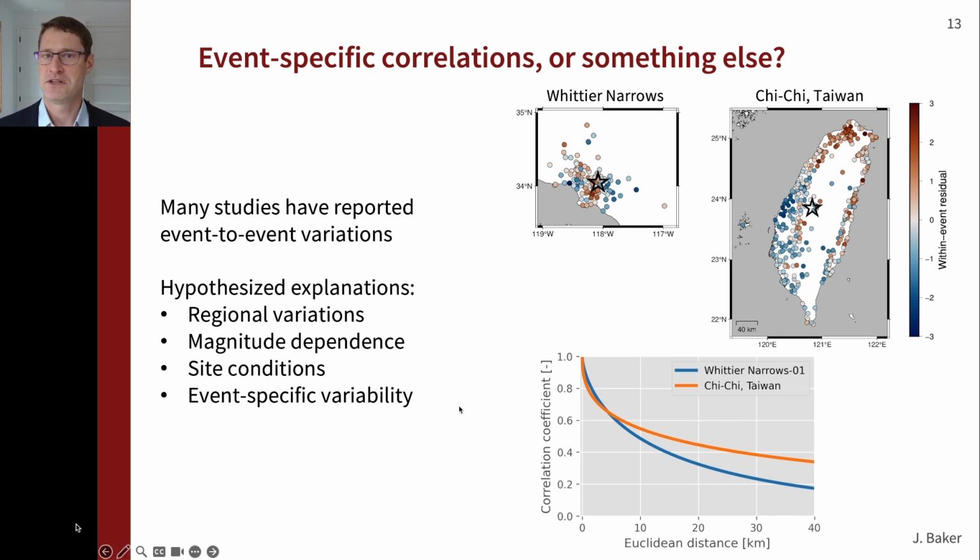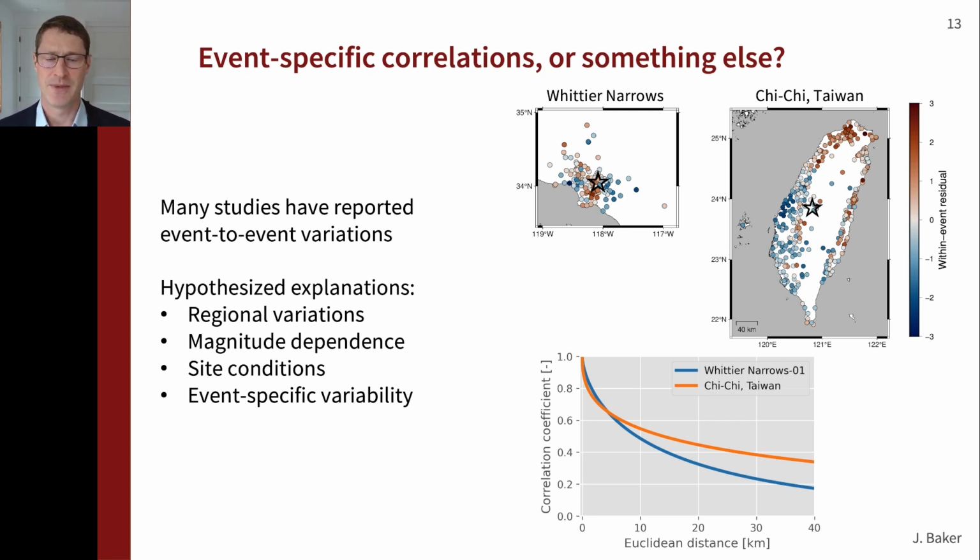There are a lot of different hypothesized explanations for this variability. One is that there are just regional variations, right? Taiwan is different than California, and so there are differences in the correlations for various reasons. Katsu Goda, Gail Atkinson, and colleagues were some of the early folks to look at this, and they built separate models for Japan versus California earthquakes.